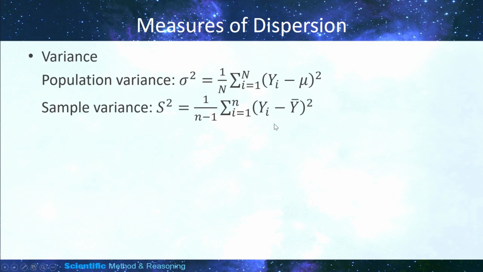Now, for the measure of dispersion, very often we talk about the variance. The population variance is denoted by sigma squared, and this is the definition, which is the squared deviation from the mean of the N observations, and then we take the average. This is also called the mean squared deviation from the population mean.